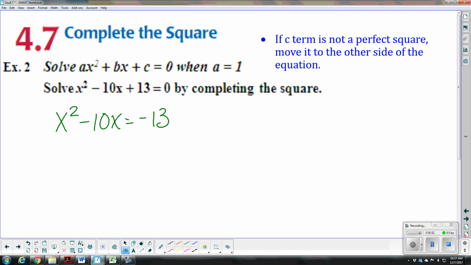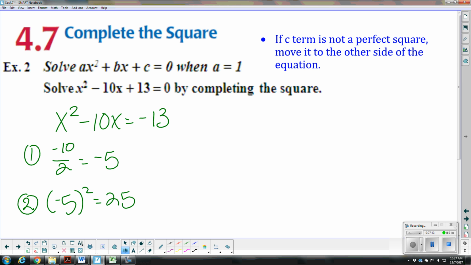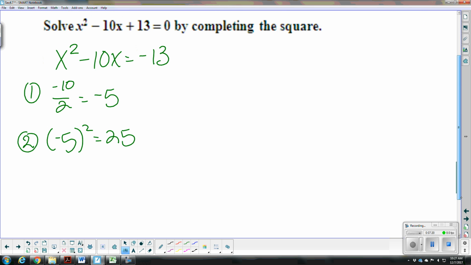So our first step is the same as in the last example, and that was to find half of the coefficient of x. So negative 10 divided by 2 equals negative 5. Our second step is to square that. Negative 5 squared equals 25. And in the last example, we just replaced c with that because it was just an expression, it was not an equation. But now since we have an equation, if we're going to add 25 to the left-hand side, we have to add 25 to the right-hand side.